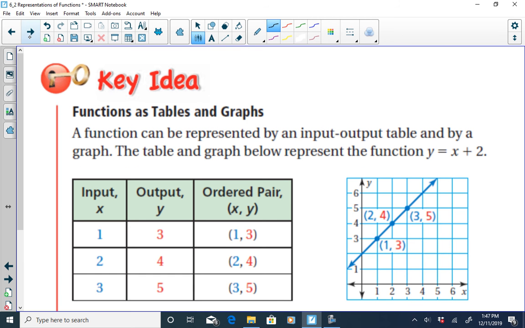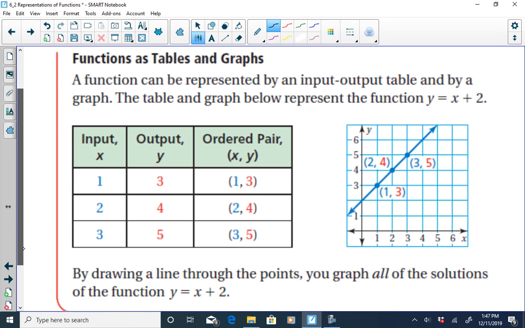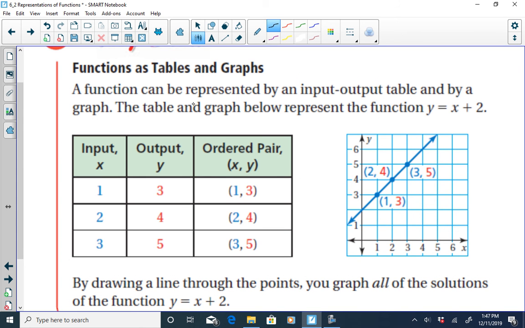All right, next page. Functions as tables and graphs. A function can be represented by an input-output table and by a graph. The table and graph below represent the function y is equal to a number x plus 2. If we look at our inputs and outputs here, each one of our outputs is 2 more than our inputs because our function rule is the output is equal to the input plus 2. So 4 is 2 plus 2. 5 is 3 plus 2.